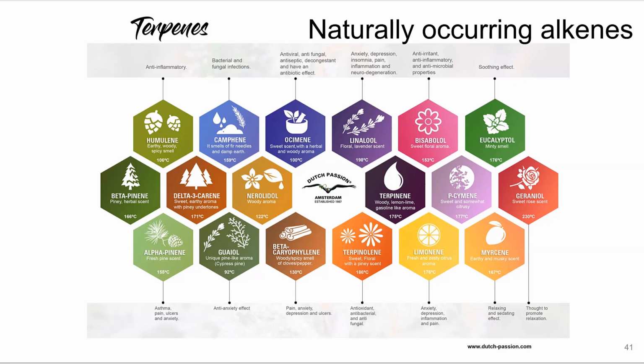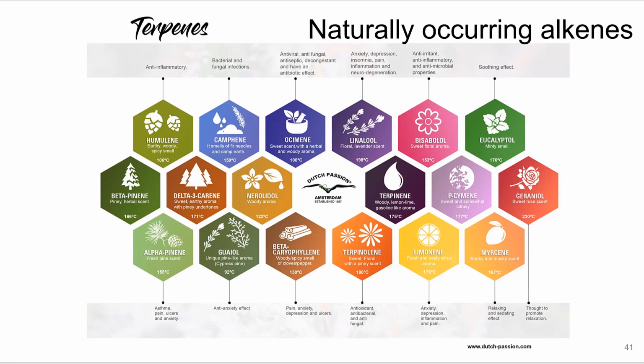We have bisabolol, which is in pink over here. This lavender scent, terpinene, which is a woody lemon-lime smell. We have limonene, which we'll be extracting from orange zest in a few labs from now. Myrcene is an earthy and musky scent. Geraniol is one of these that's used in perfumes. It has that rose smell.